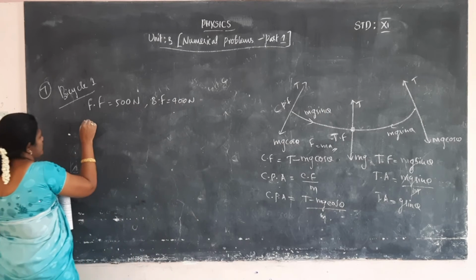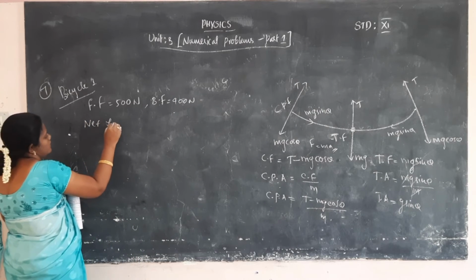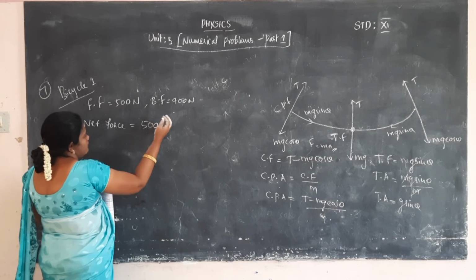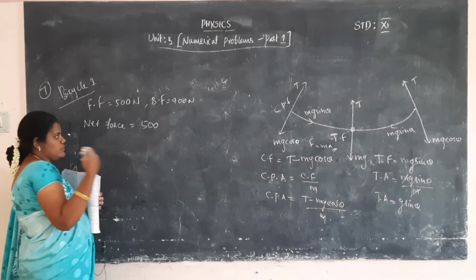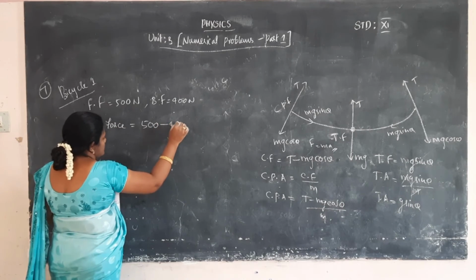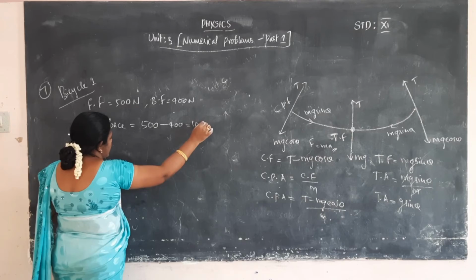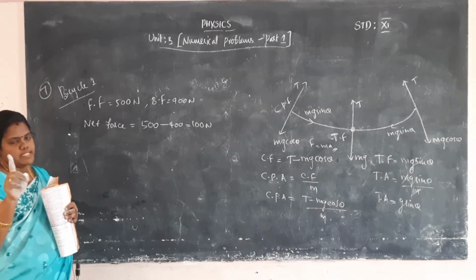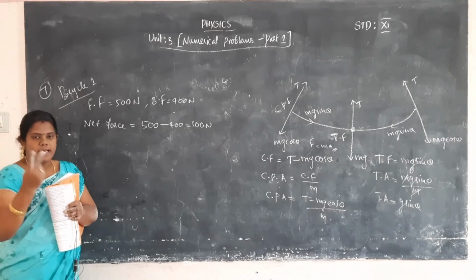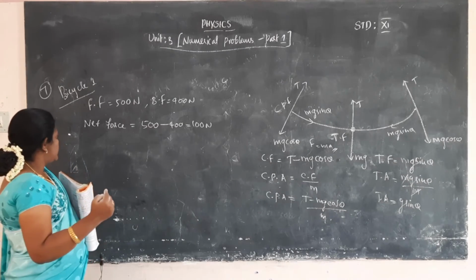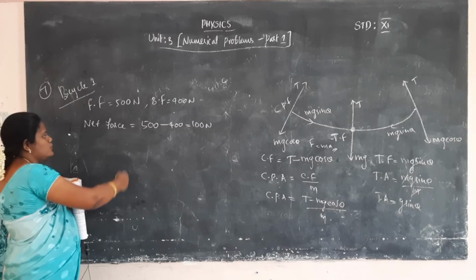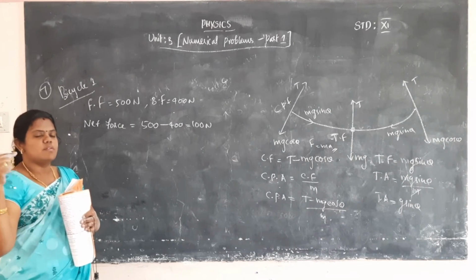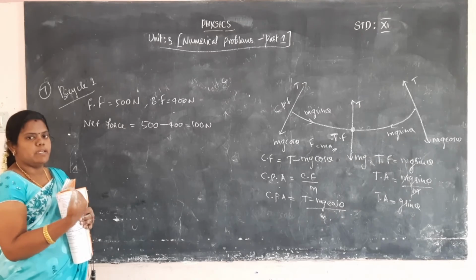So net force is equal to 500. The backward force is taken as negative. So 500 minus 400, that is 100 Newton. This is the force value in bicycle 1. In our book, two bicycles are there. For the first bicycle, the net force is equal to the sum of the two forces acting on the bicycle. One force is forward and the other force acts backward.